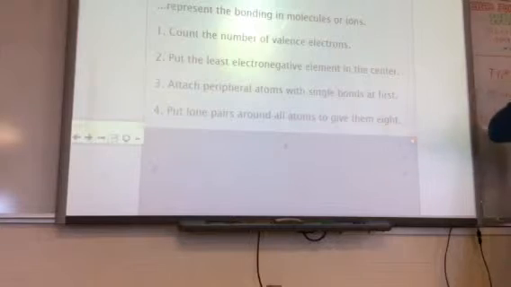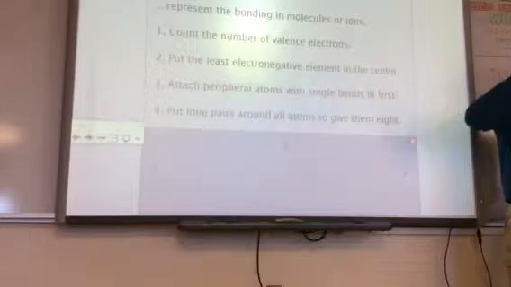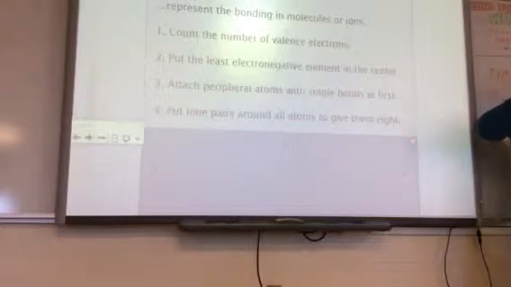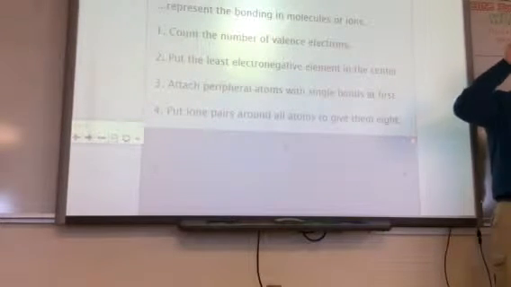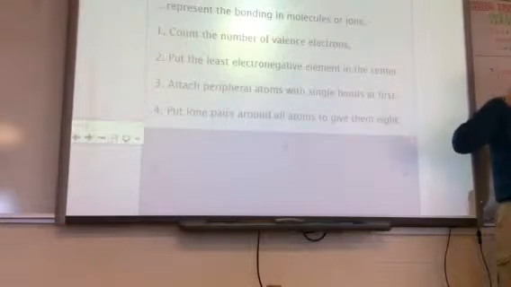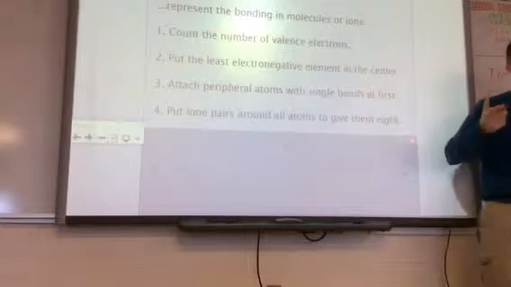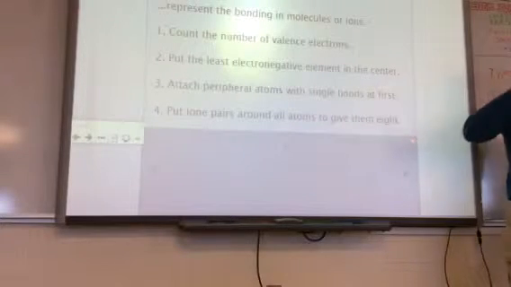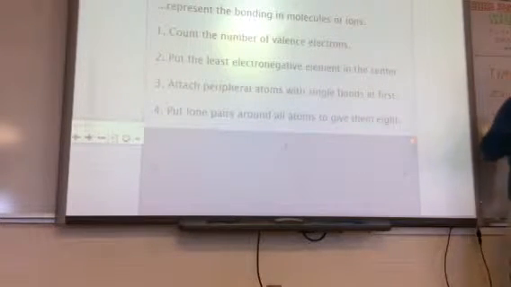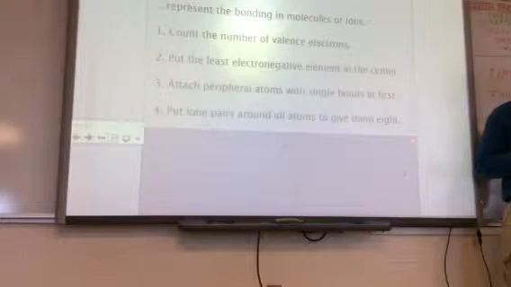The next thing that we do is, this is where we have to account for the octet rule. This is a big time step. We have to get lone pairs around every side of every atom to make sure that all atoms have 8 electrons around. That's the whole purpose of bonding, is to get 8 electrons around all atoms.